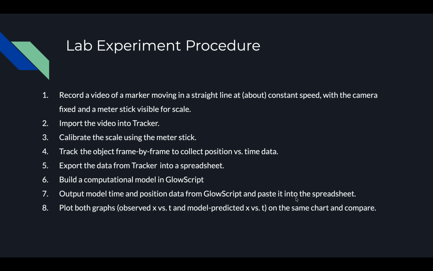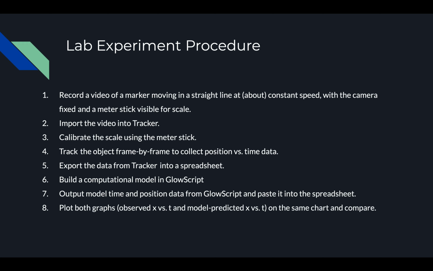What is our lab experiment procedure? First, we want to record a video of a marker moving in a straight line at about constant speed, with the camera fixed and a meter stick visible for scale. We would then import the video into Tracker, calibrate the scale using the meter stick, and then track the object frame by frame to collect position versus time data.